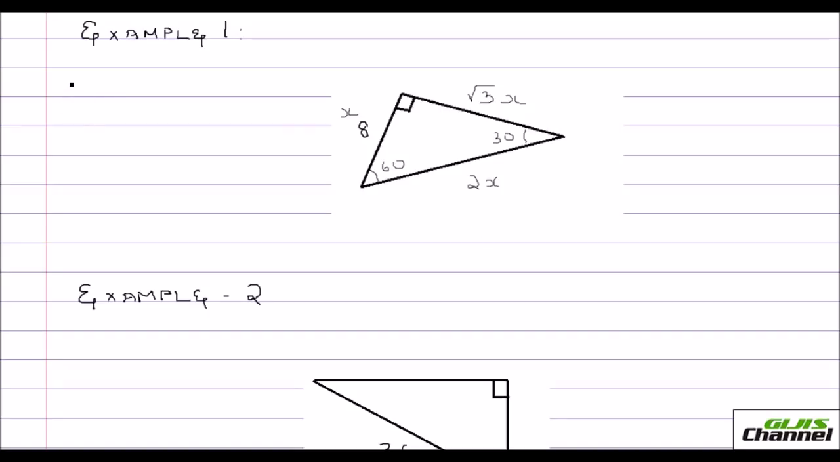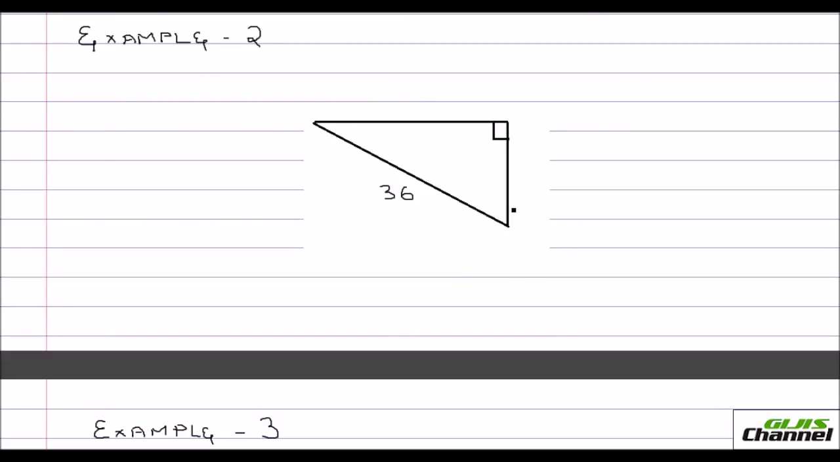So your hypotenuse side would be 2x. So that is 2 times 8, which is 16. So you got this side as 16. So simple. Now the long leg, root 3 times x, right? Your x is 8 here. So your answer is 8 root 3. Now the second example, wherein the hypotenuse side is given.